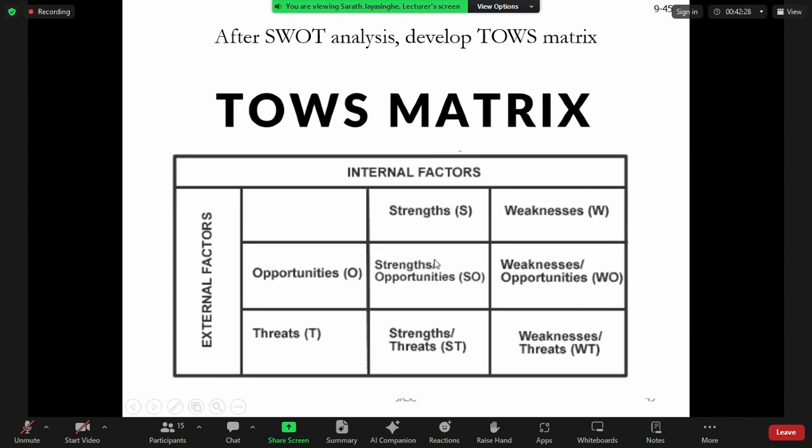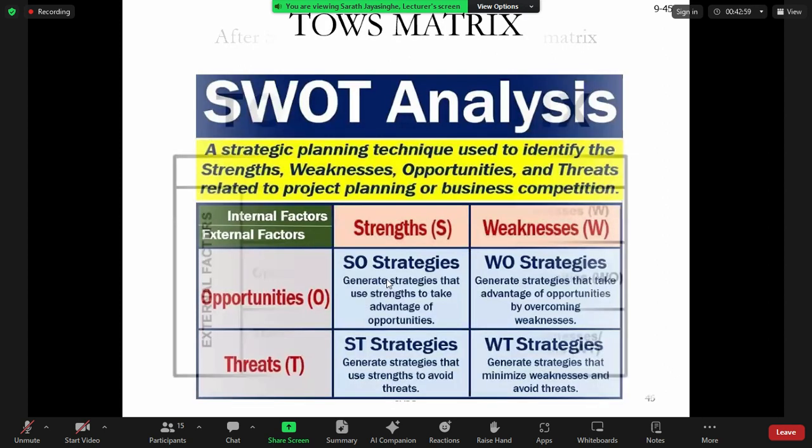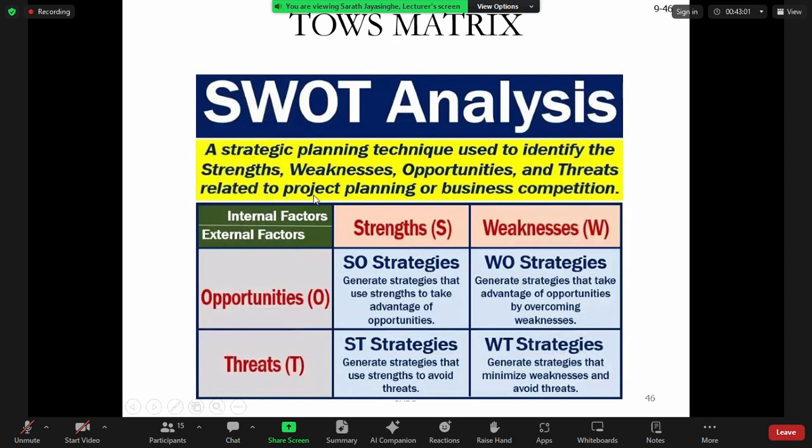We are developing a strategy. Here you can see WO strategy, weaknesses and opportunities. We take one weakness here and we take one opportunity here. Then comparing that, we develop a strategy. Here you have ST, that means strength and threat, comparing that strength and threat, the ST strategy, and the WT strategy. That is how we are developing it. We can see some examples. A strategic planning technique used to identify the strengths, weaknesses, opportunities, and threats related to project planning. Internal factors and external factors. Here, external factors, internal factors, strengths, weaknesses, opportunities, and threats.